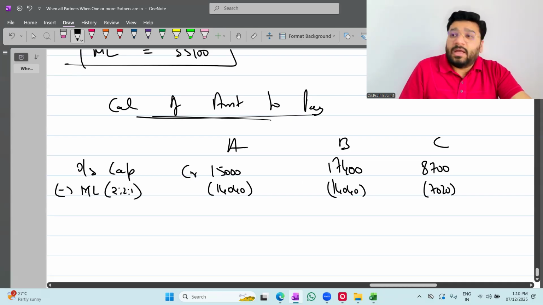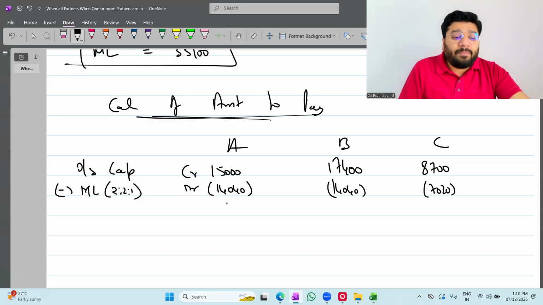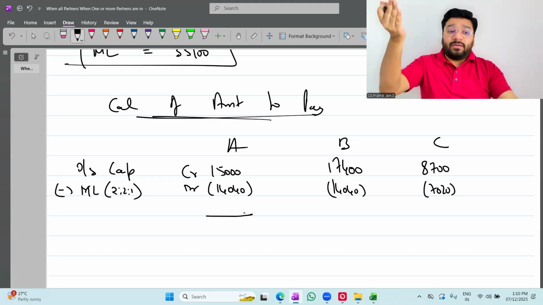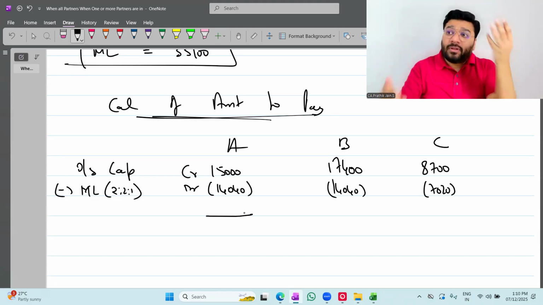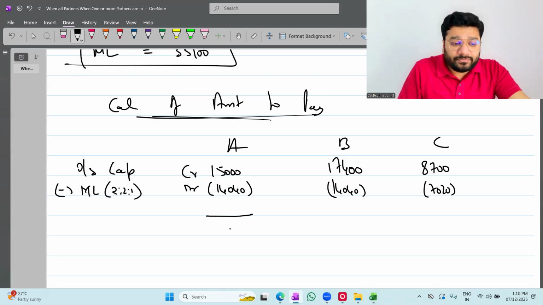Now, I have to pay the partner 15,000 and receive from the partner 14,040. So net, do I have to receive or pay? I have to pay 15,000 and receive 14,040 rupees. Net I have to pay. Net you have to pay how much now? 960 you have to pay. Credit balance means now you have to pay.